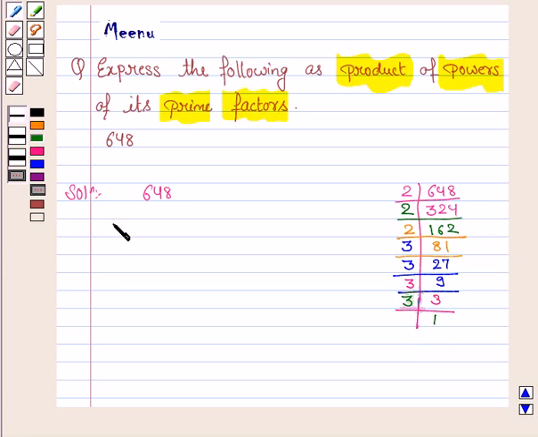Therefore, 648 can be written as 2 into 2 into 2 into 3 into 3 into 3 into 3. Now we are multiplying 2 three times, so the exponent form of 2 into 2 into 2 would be 2 raised to the power 3.